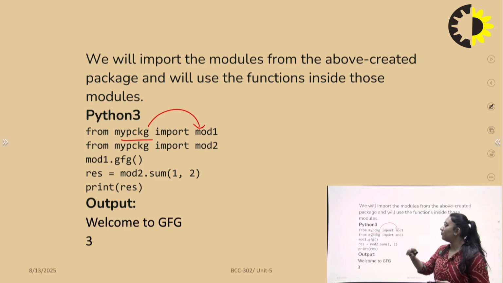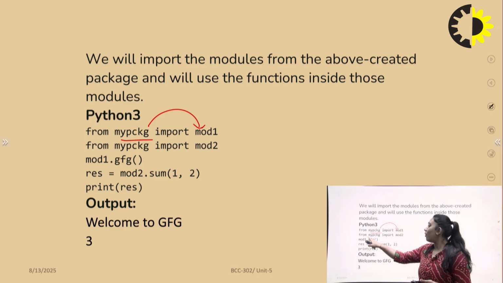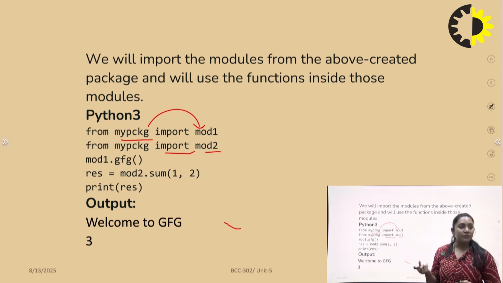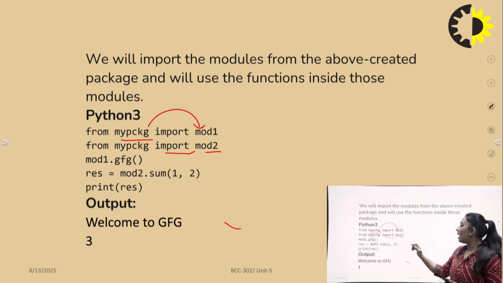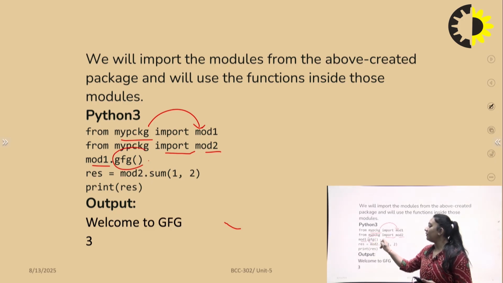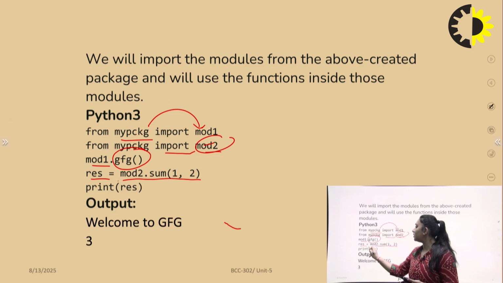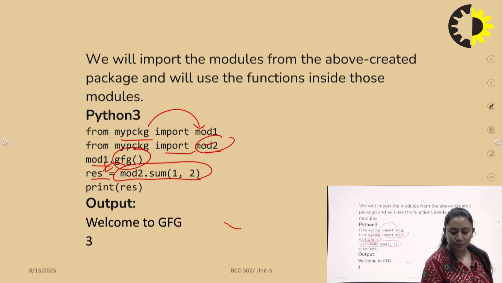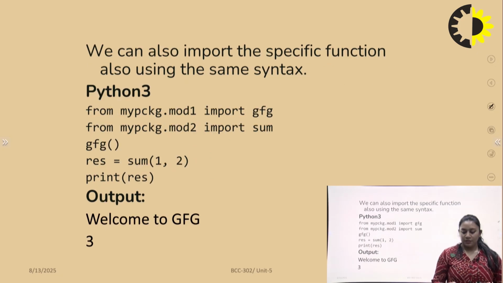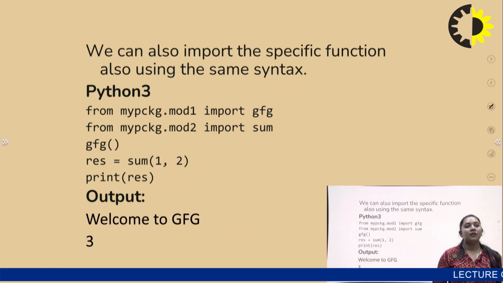Module 1 information. Say the same for module 2: import whatever module you need. After importing module 1, the defined function GFG, and from module 2 the sum function, all these functions, the module 2 function, are stored in the rest variable, and then we print the rest function, right? Next, specific functions can also be used in Python packages.